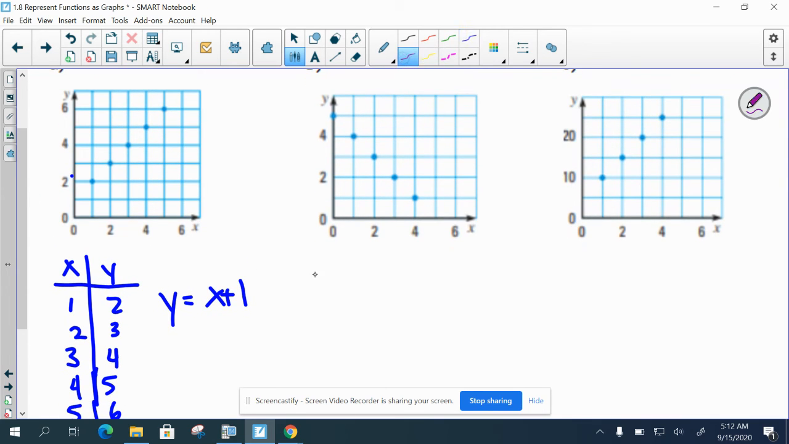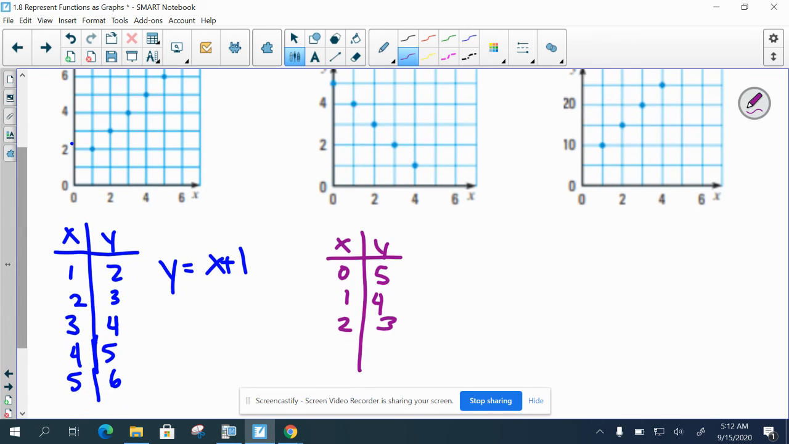How about part B? Let's make a table. So we have 0, 5, and then we have 1, 4, 2, 3, 3, 2, and 4, 1.